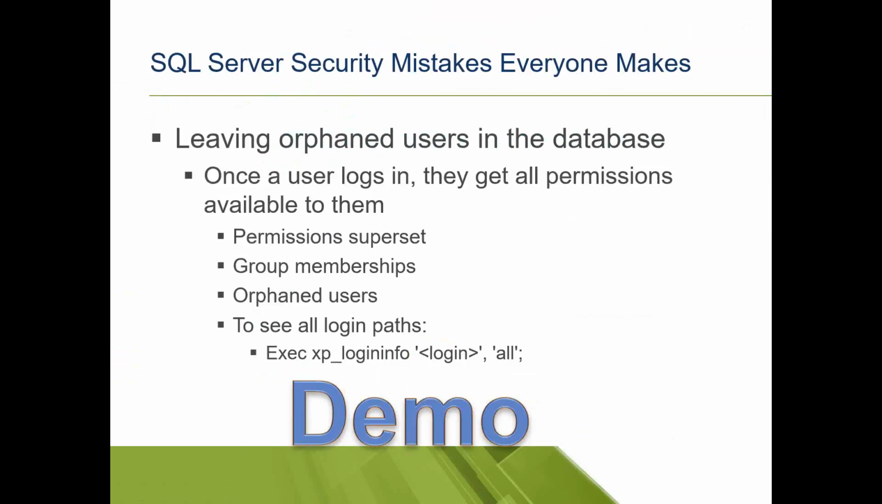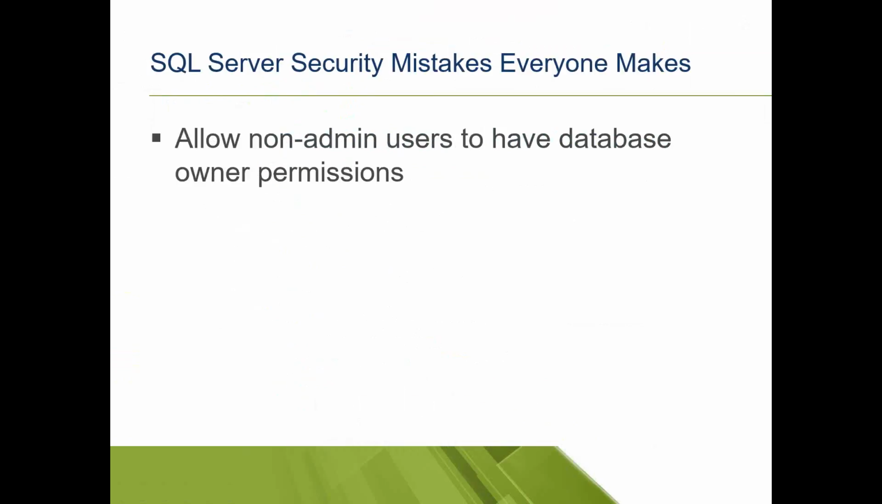So moving on to the second thing, the other mistake that I see people making all the time is allowing non-admin users to have database owner permissions. And I see this pretty widespread when you have people that you want them to be able to update tables and do things like that in the database. And so the easy answer is, okay, we'll just give them DB owner, then they can change whatever they need to, and we don't have to worry about specifying what permissions or specifying any particular objects or anything.